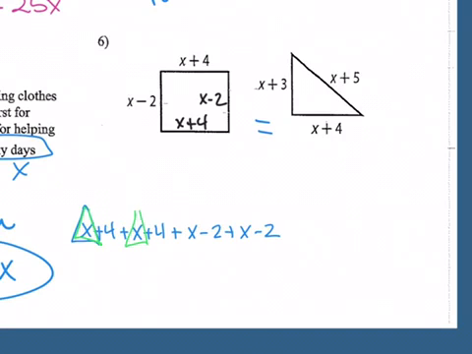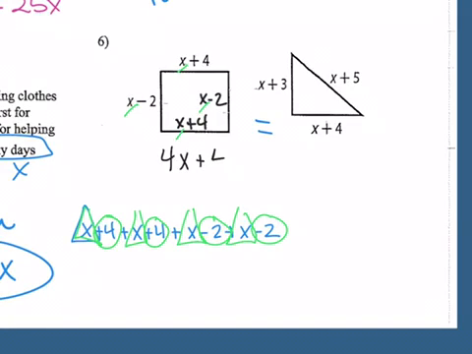So if I combine all of my x's from this rectangle, how many is that? 4. So that gives me 4x. And then I can go and combine all my numbers. So I've got 4 plus 4 minus 2 minus 2, or 8 minus 4, pretty much. 4. So the perimeter, basically adding all 4 of these sides up, would look like that.